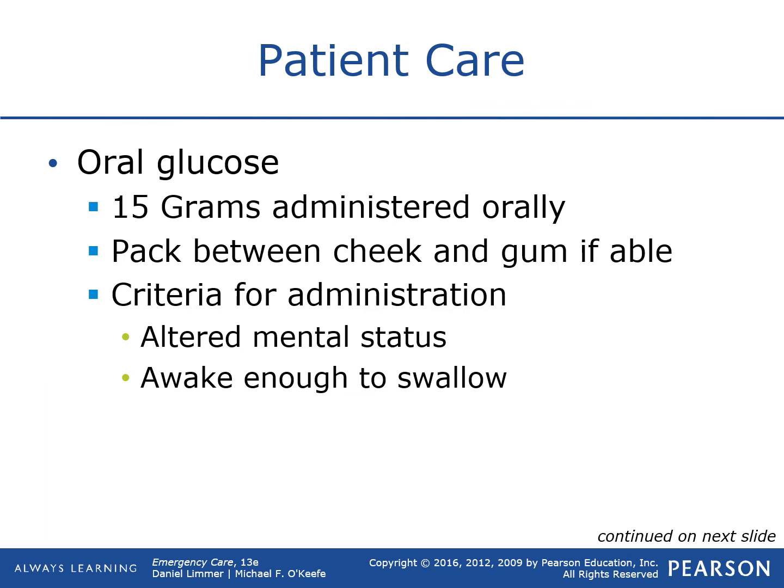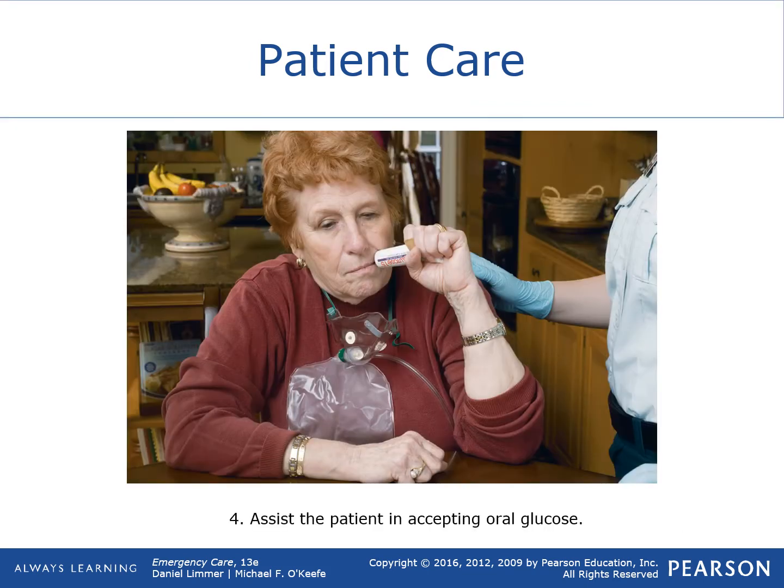If they do not have altered mentation and their blood sugar level is below 60, that's where we want to try to use their own food at home. So have them eat something of substance. It's usually something that has high carbohydrates in it, and that should fix our problem.